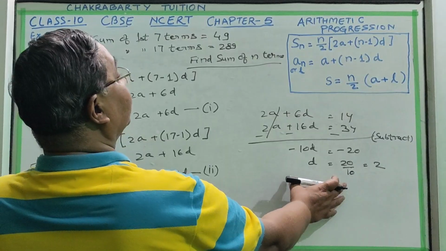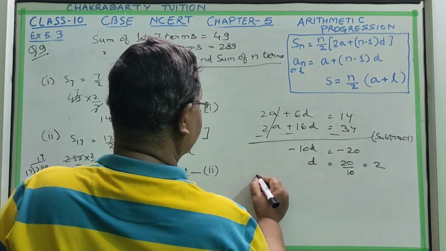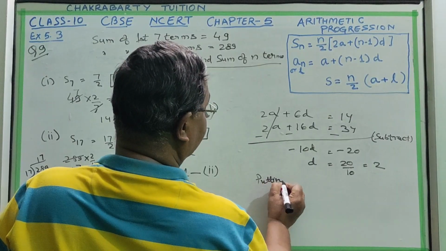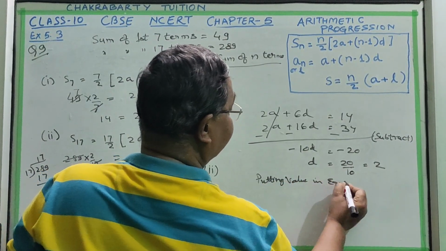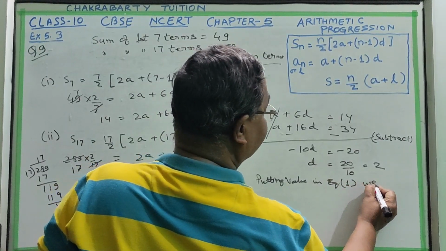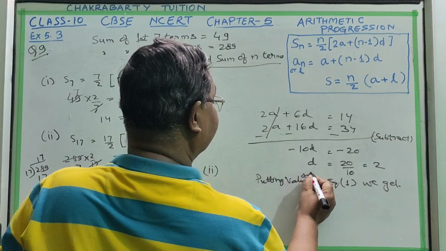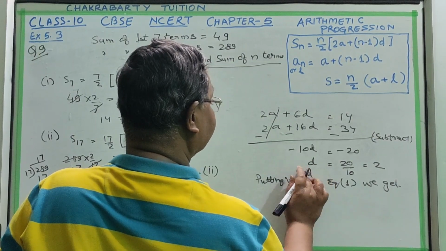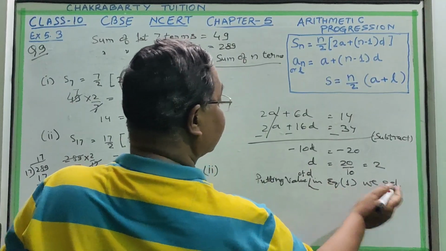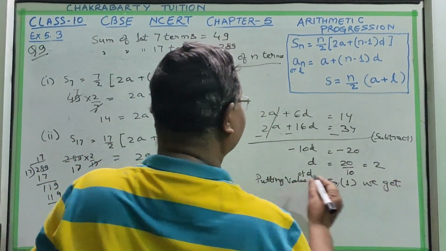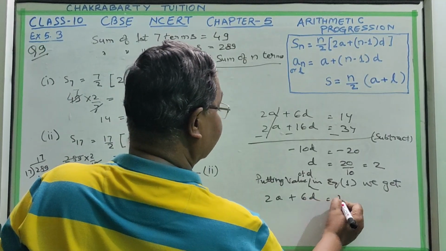So d we have got. Now a we can find out by putting the value of d in equation 1. Putting the value of d in equation 1, what do we get? We get 2a plus 6d is equal to 14.